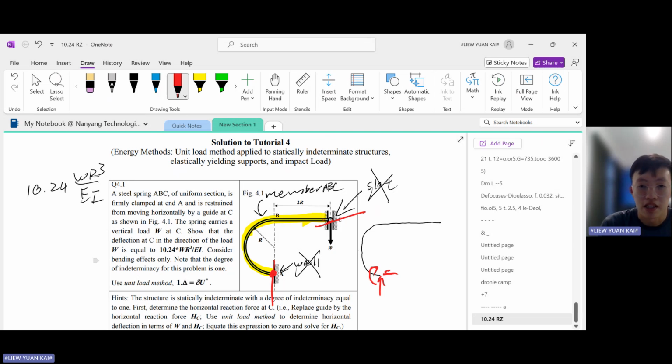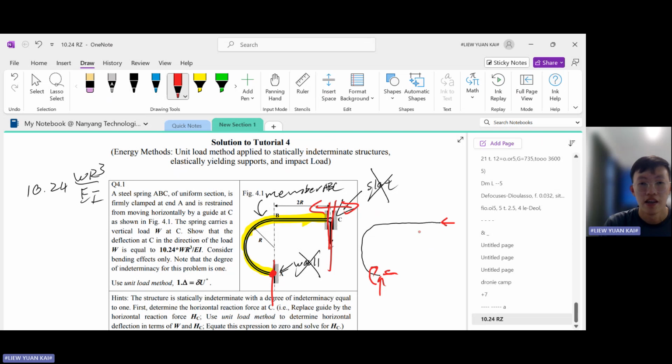Then what about this slot? This slot is free to move vertically, right? It's free to move vertically, which means there are no reaction forces that will restrain the vertical movement. So there's no vertical reaction force. But you see, this slot is like this, so it restrains horizontal movement. If it restrains horizontal movement, that means there must be a horizontal reaction force. So there's some horizontal reaction force.